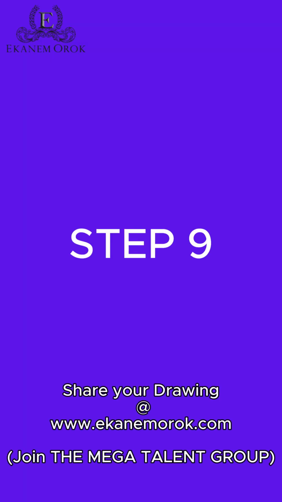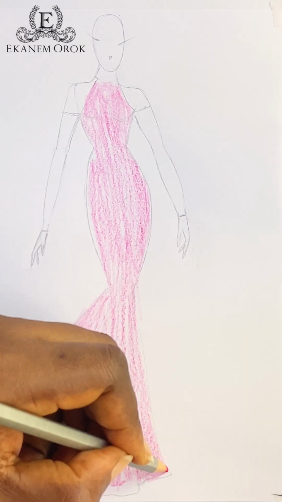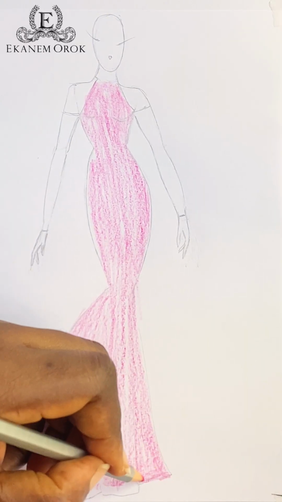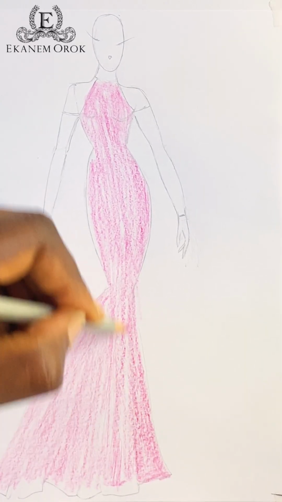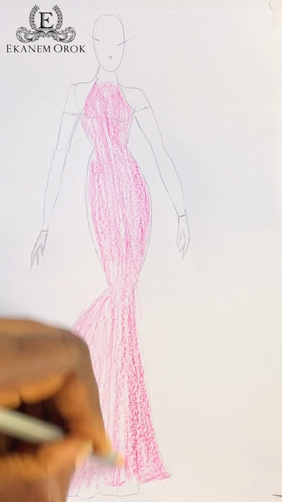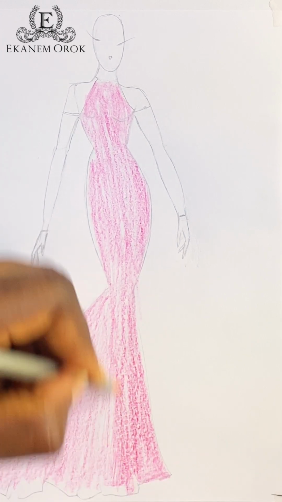Step 9. Darken the edge of the garment and the folded areas of the garment to create highlights and shadows on the garment.